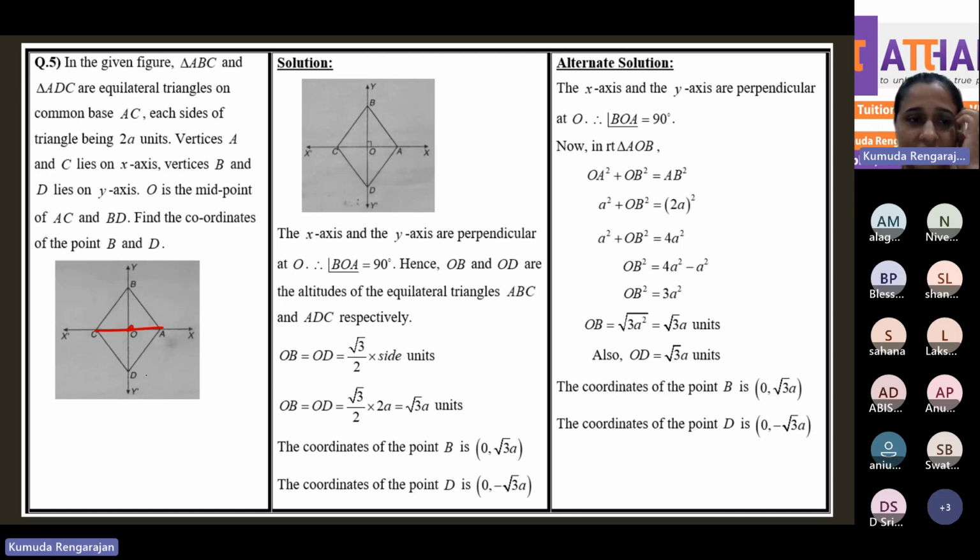Because the diagonals bisect each other. If it's a rhombus or a parallelogram, the diagonals bisect each other. Find the coordinates of the points B and D.